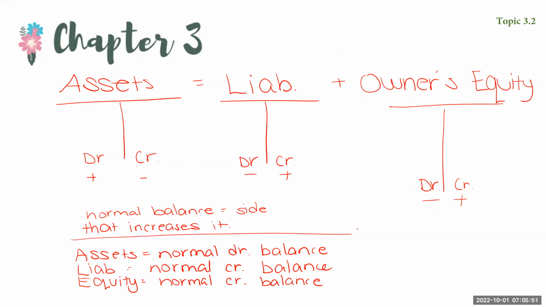So memorize this. Assets always have a normal debit balance. They increase on the debit side. Liabilities and equity increase on the opposite side, or the credit side. In our next video, we will start to expand the accounting equation. Remember, equity is made up of some additional items, so we'll expand that in the next video. But for now, take a minute and just let that sink in. Assets increase on the debit side. Liabilities increase on the credit side.